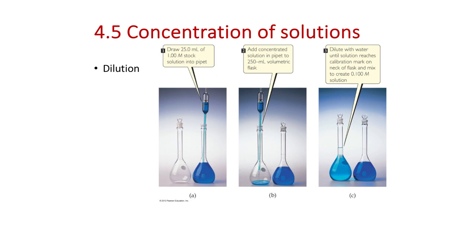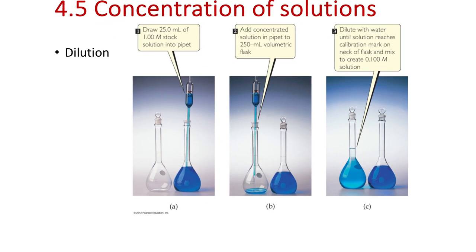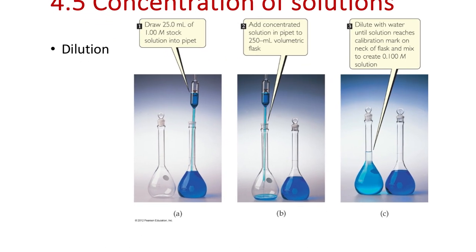Now, we can also take a concentration of a solution and change it by adding water and diluting the solution. This slide shows how we can do a dilution, where we're taking 25 milliliters of some stock 1 molar solution of whatever the compound is, probably copper. Copper solutions are usually blue. So let's say you had 1.00 molar copper nitrate.